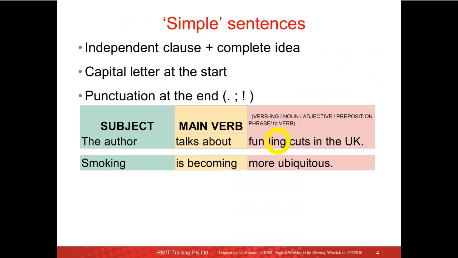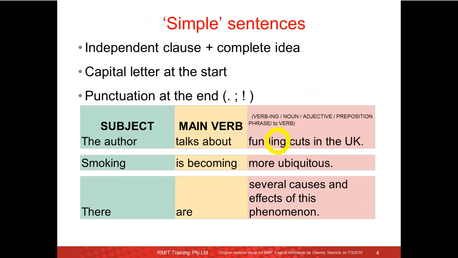Here, we've added a comparative adjective phrase, more ubiquitous, to complete the idea. Smoking is becoming more ubiquitous. Here we've added a noun phrase to the subject verb there are, which is commonly used to introduce new information. This is a common thesis statement for a cause-effect essay. There are several causes and effects of this phenomenon.